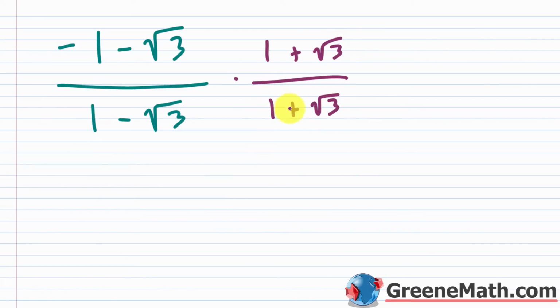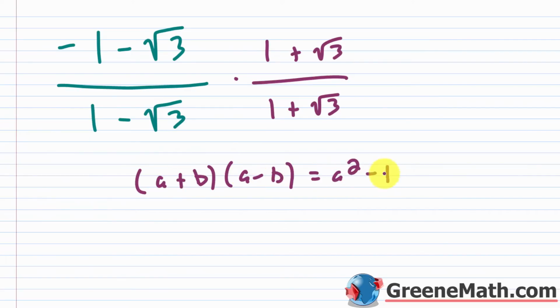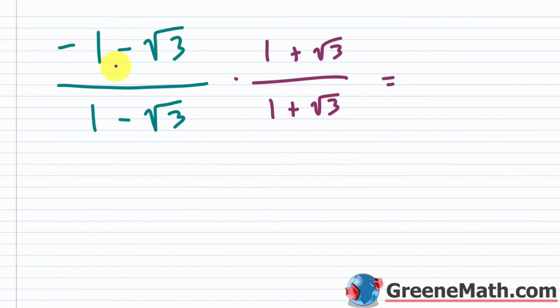So remember, 1 plus the square root of 3 and 1 minus the square root of 3, those are conjugates. So we use that formula where you have, let's say, a plus b times a minus b. This is a squared minus b squared. So we're just going to use that formula. So here, let's just do the numerator first. Now, here you can't use the formula because this is not the same as the a plus b times a minus b. So you would have to FOIL this out.